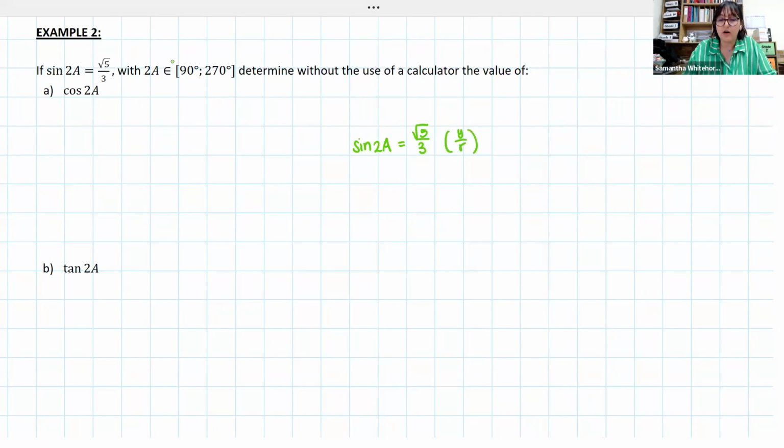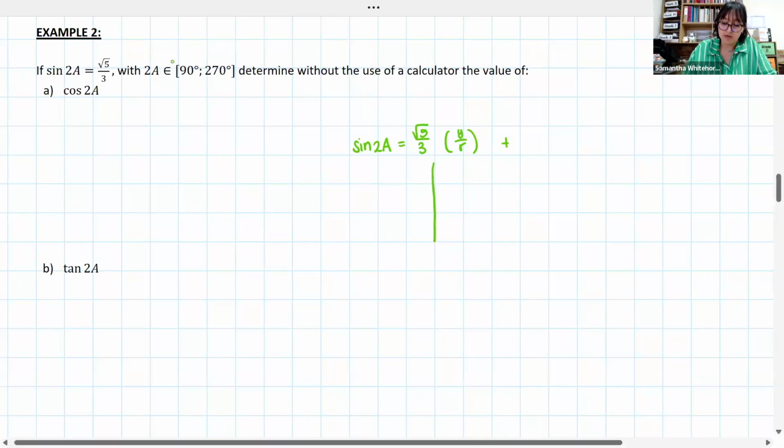Sine is y over r. Sine is also positive, so that means I'm looking at quadrant 1 or quadrant 2. According, though, to the restriction I have, I only went from 90 to 270. So that means I'm going to ignore quadrants 1 and 4, meaning only quadrant 2 or quadrant 3, which means my diagram, because sine has to be positive, is going to be in quadrant 2.